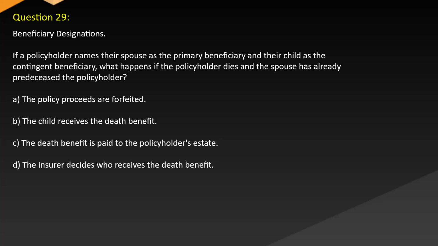Question 29. Beneficiary designations. If a policyholder names their spouse as the primary beneficiary and their child as the contingent beneficiary, what happens if the policyholder dies and the spouse has already predeceased the policyholder? A. The policy proceeds are forfeited. B. The child receives the death benefit. C. The death benefit is paid to the policyholder's estate. D. The insurer decides who receives the death benefit.